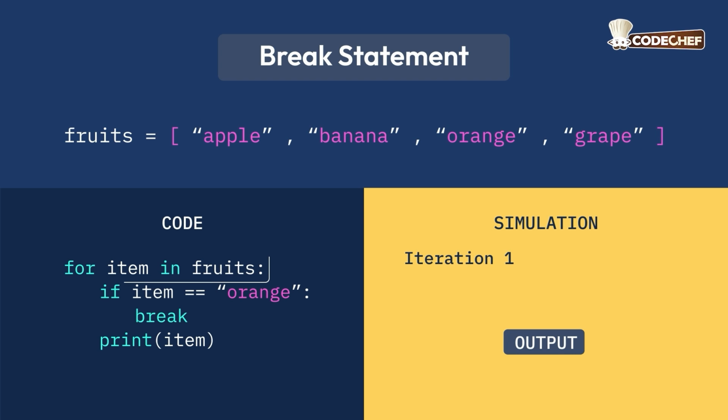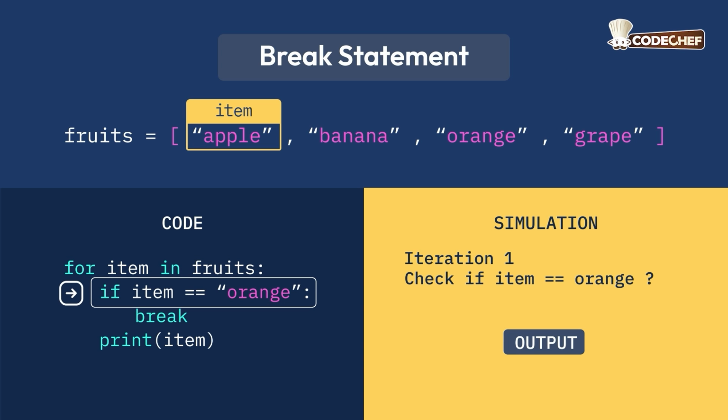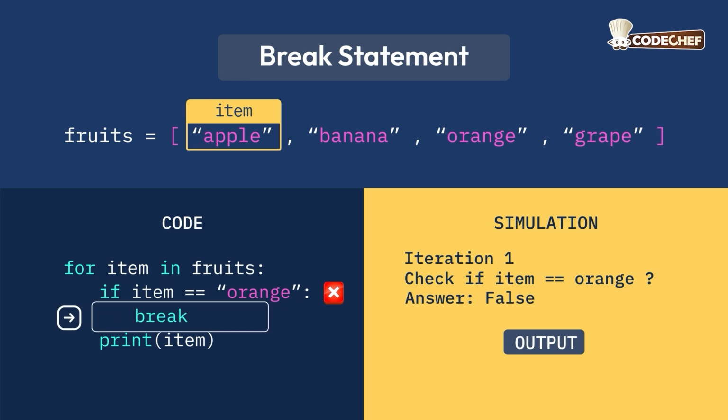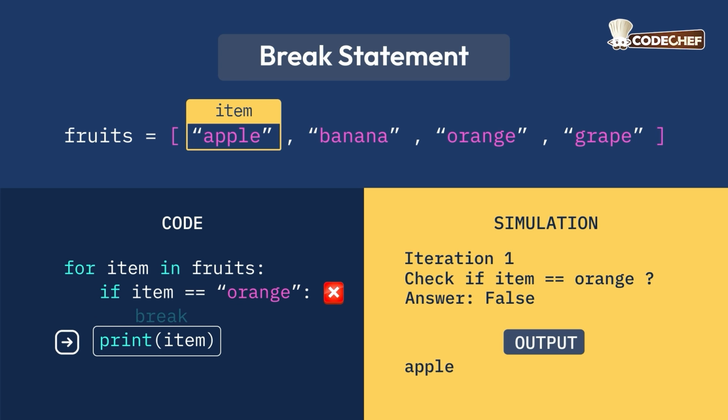Now in the first iteration, item value is apple. Control moves to the if statement where we check whether the value of item is orange or not. Since apple is not equal to orange, the condition fails. Control skips the entire if block and the print statement is executed.